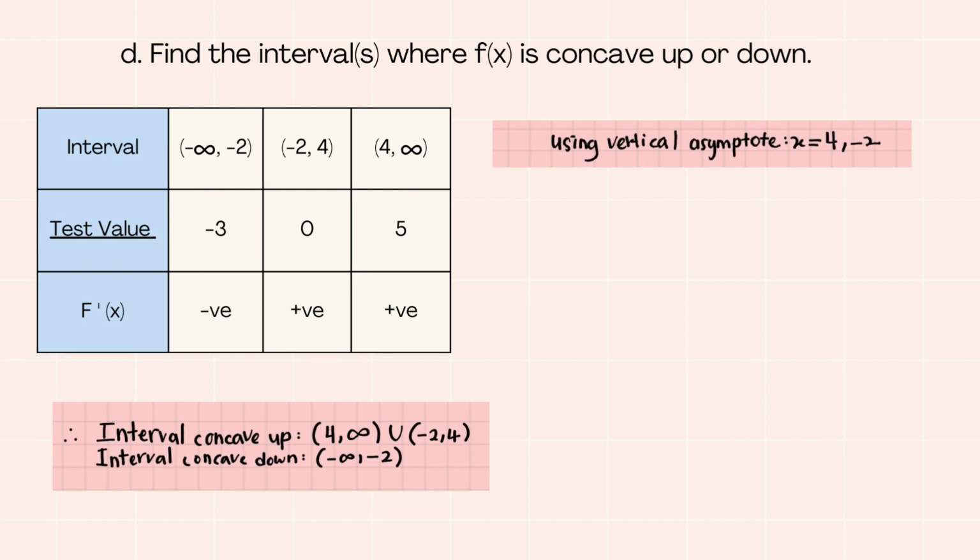Just find the test values, look at the f double prime x answers and all that. As you see right here, our interval of negative infinity to negative 2 is negative, our second interval, negative 2 to 4, is positive, and 4 to infinity is positive. So for positive f double prime x, we make it concave up, while for negative f double prime x, we make it concave down.